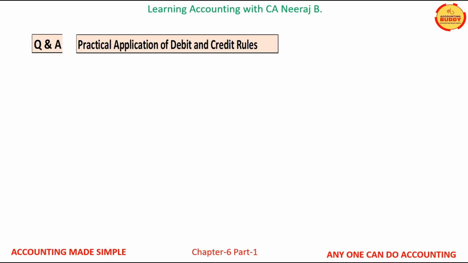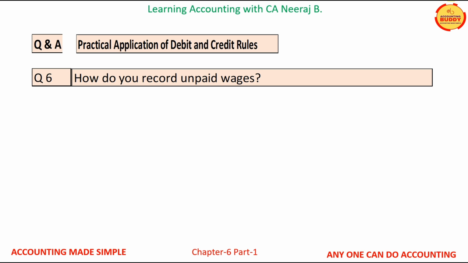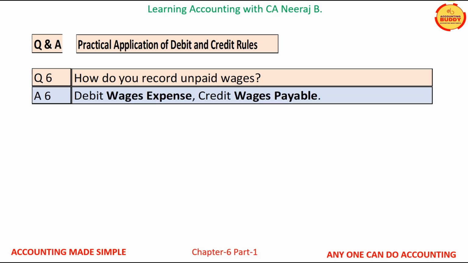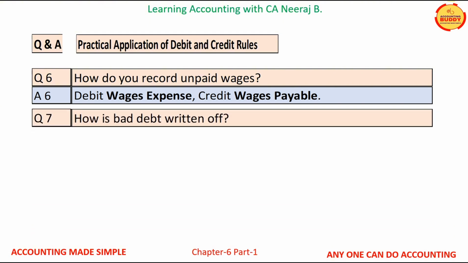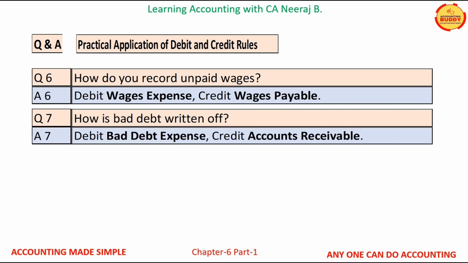In this section, we are going to take questions and answers related to the practical application of debit and credit rules. Question number 6 on your screens is, how do you record unpaid wages? The answer is debit wages expense account and credit wages payable account. Question number 7, how is bad debt written off? The answer is debit bad debt expense account and credit accounts receivable.